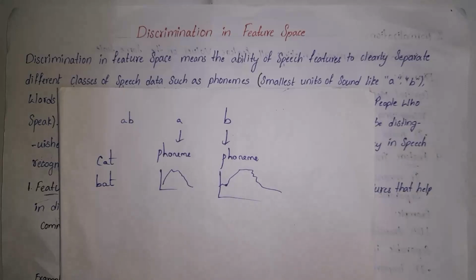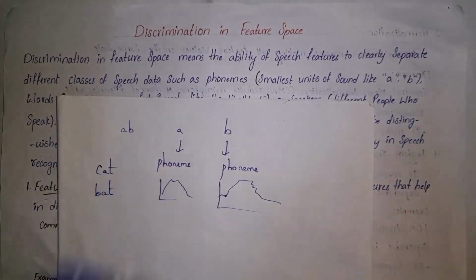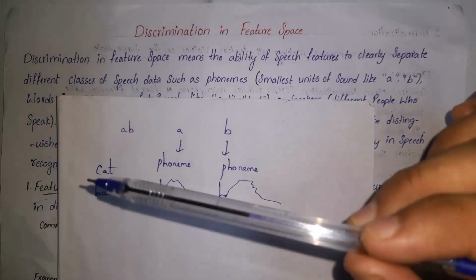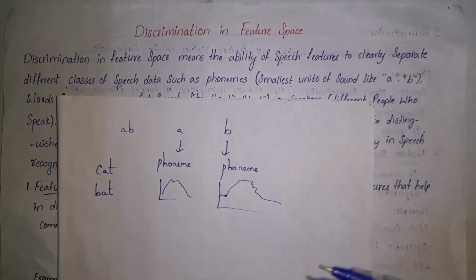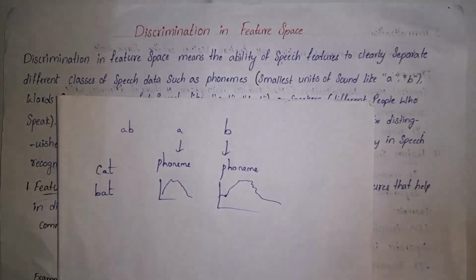And our system is working properly. For example, I will speak two words. One is cat and the next one is bat. Cat and bat both will follow different patterns. So based on patterns, both are discriminated. That is nothing but both are separated based on patterns. So discrimination in feature space means separating phonemes, words or speakers by identifying features in the speech.